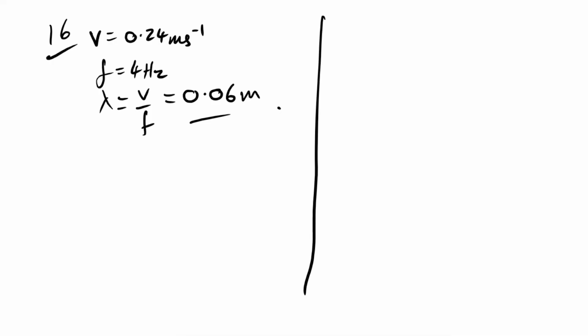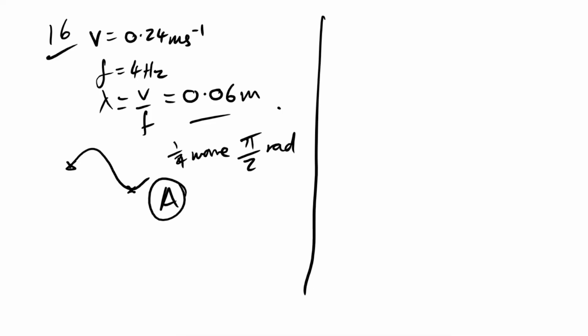A, the phase difference between P and S is pi over 2 radians. So they are 3/4 of a wave out of phase. And so that's the same thing as a quarter of a wave. And so yes, that is pi over 2 radians out of phase. So A must be correct. Let's just check the other ones. B, distance between P and R is 6 centimeters. No, it's half a wavelength, not a whole wavelength.